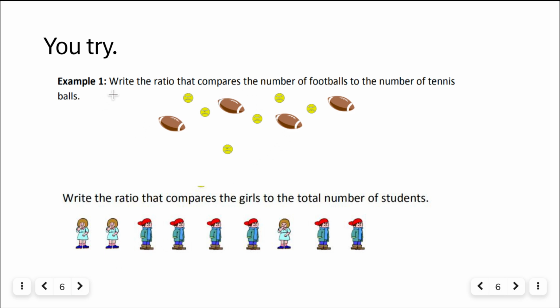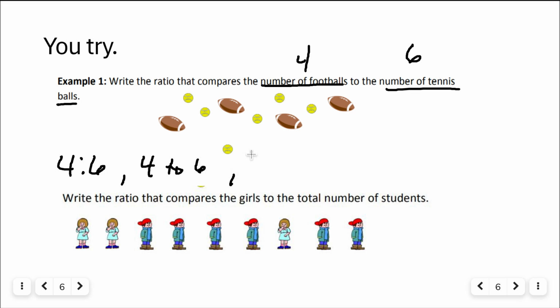All right, your turn. Ratio that compares the number of footballs to the number of tennis balls. So let's see. There are 1, 2, 3, 4 footballs. 1, 2, 3, 4, 5, 6 tennis balls. So we could go 4:6. We could say 4 to 6. Or we could say 4/6.